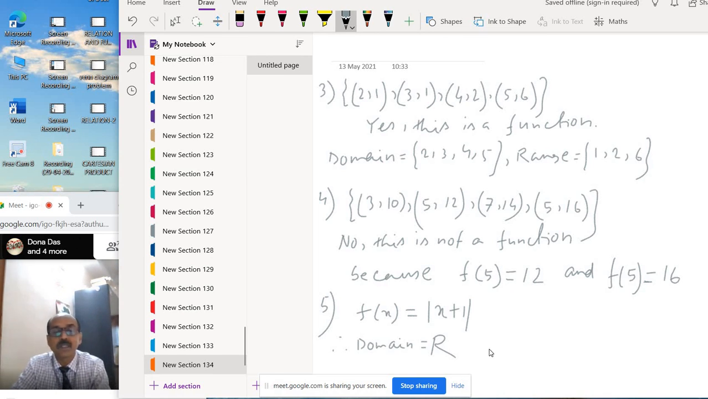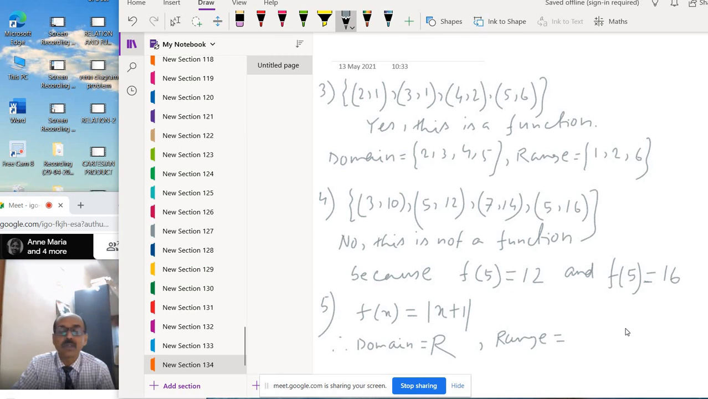And what is the range of this function? The domain is equal to R, and the range of this function: if we put any value of x, then what will be the answer? If we put x equal to minus 1, then f(x) will be 0. So 0 is coming. Is a negative value possible here? A mod value is negative, is it possible?